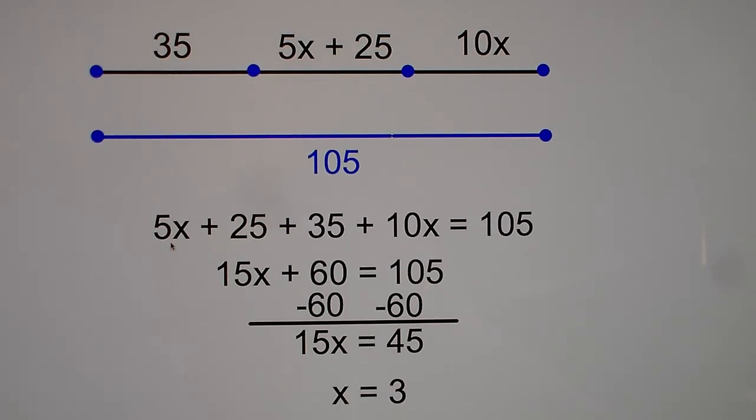And this is what I get. 5x plus 25 plus 35 plus 10x equals 105. I combine my like terms. 5x and 10x gives 15x. 25 and 35 get combined to 60. Subtract 16 from both sides and then divide by 15. I get x equals 3.